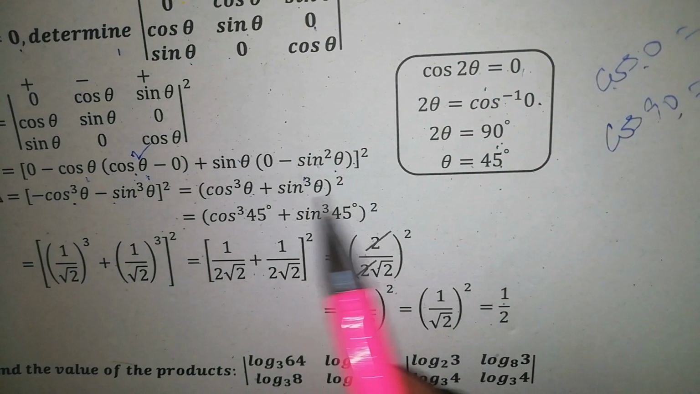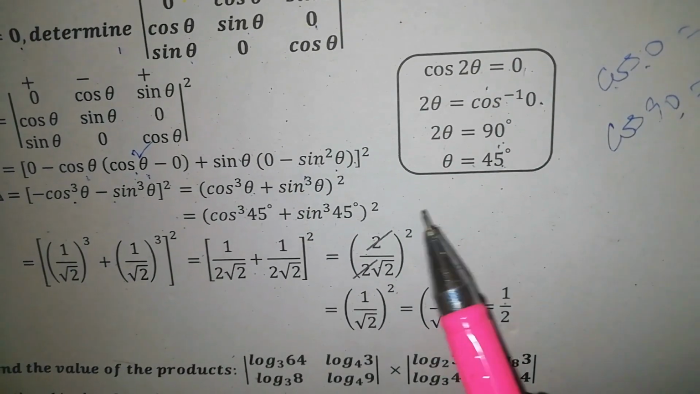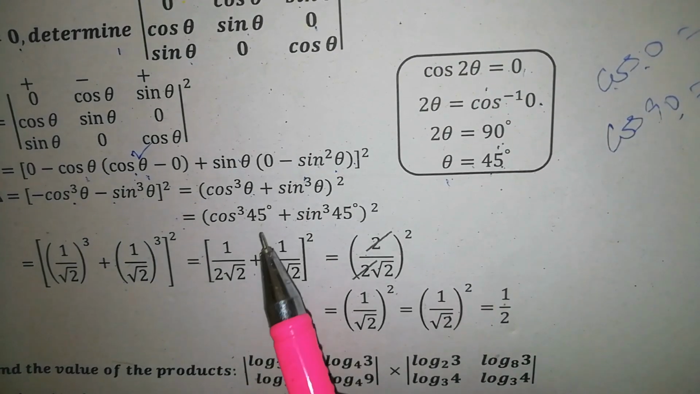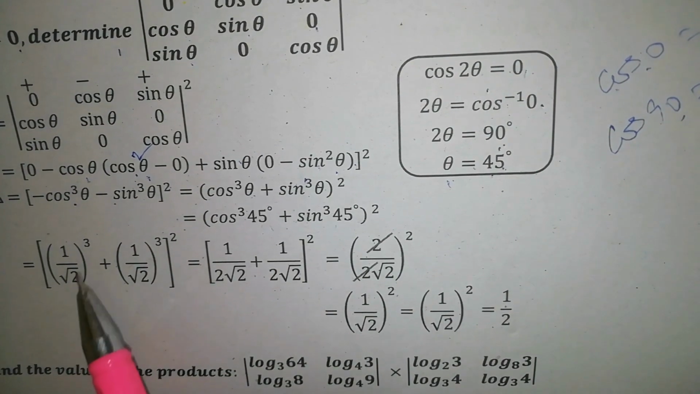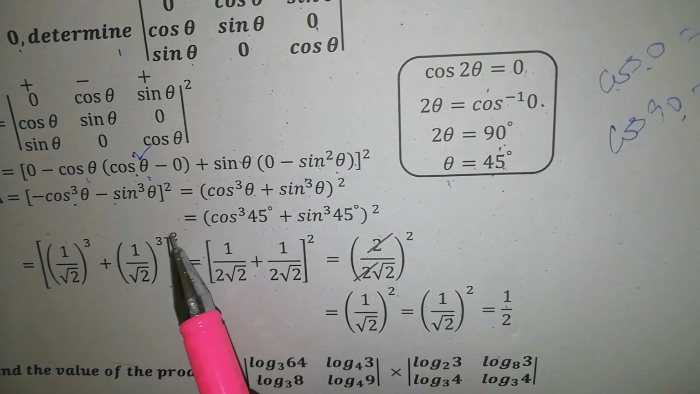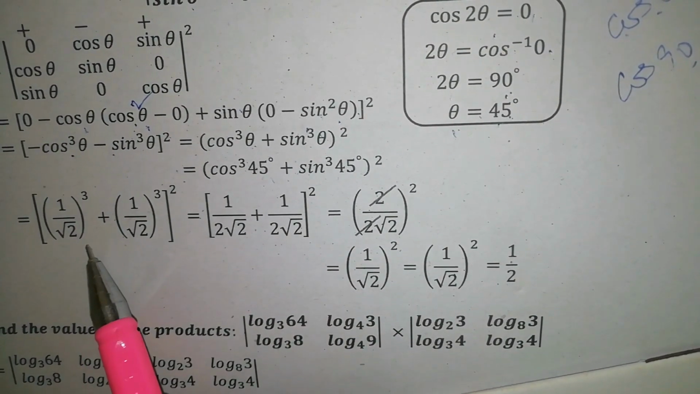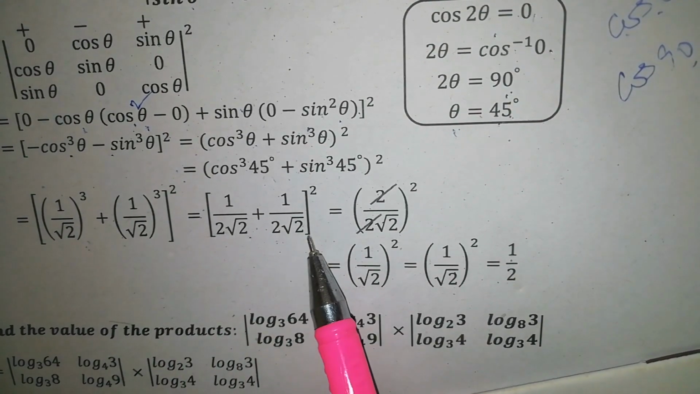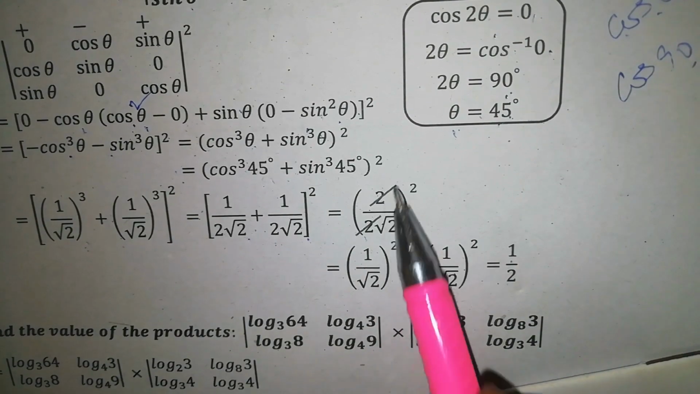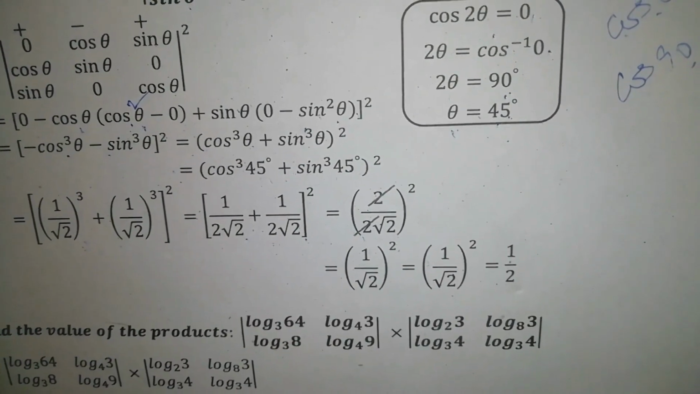Theta is equal to 45, as you already know very well. So we can put theta equal to 45. Cos 45 is 1 by root 2, so 1 by root 2 whole cube. That is 1 by root 2 into 1 by root 2 into 1 by root 2, which means 1 by 2 root 2. Here also 1 by 2 root 2. So that is 2 by 2 root 2. If we cancel it, 1 by root 2 whole square means 1 by 2. The value of this is 1 by 2.